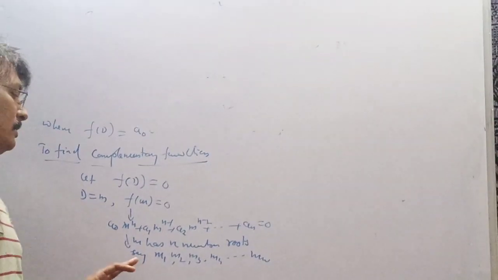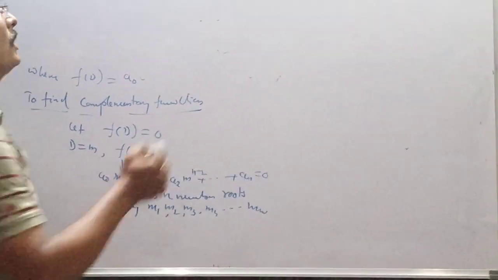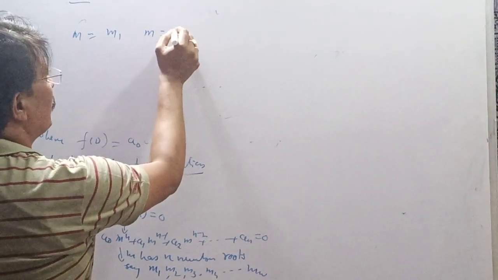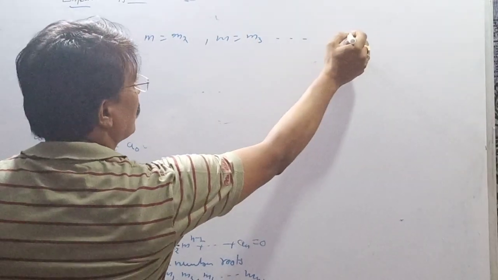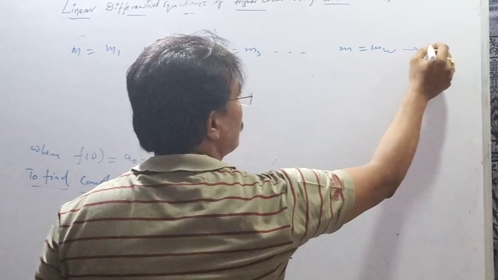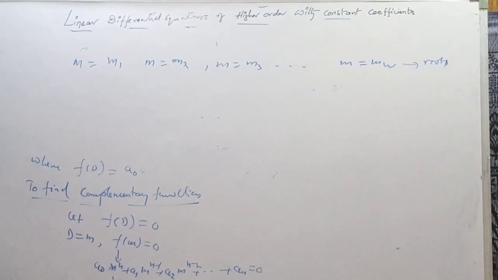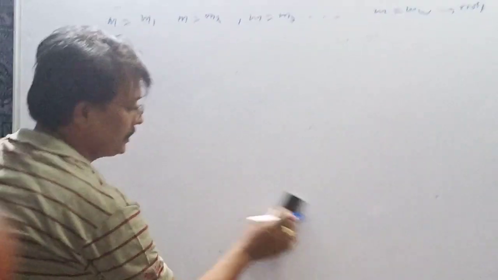So m has n number of roots, m1, m2, m3, so on, mn. So m equal to m1, m2, m3 and so on, m equal to mn are roots. Depending on the nature of the roots, the complementary function is defined.